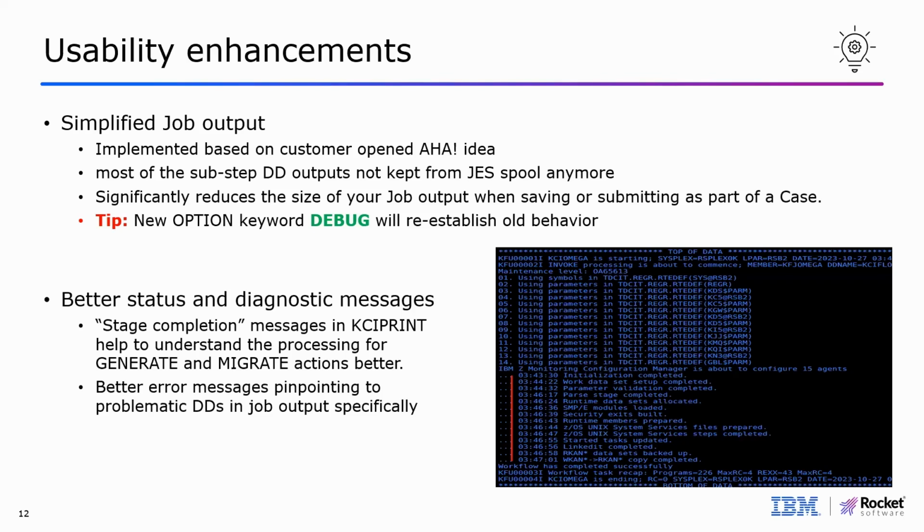The other area where we improved significantly was better status and diagnostic messages in the respective prints. So especially in the generate action, when you run that, you can follow what the workflow is doing by looking at the so-called stage completion messages in the KCI print DD statement.